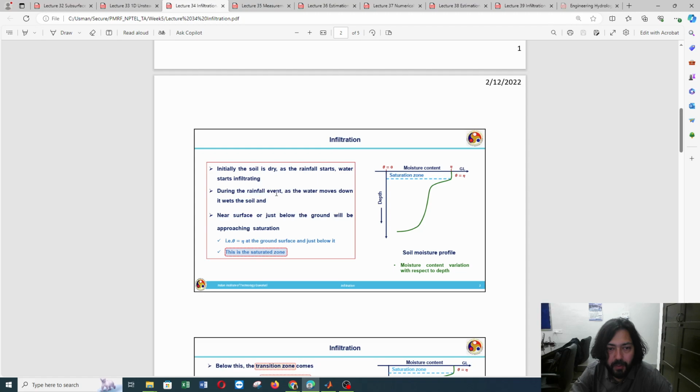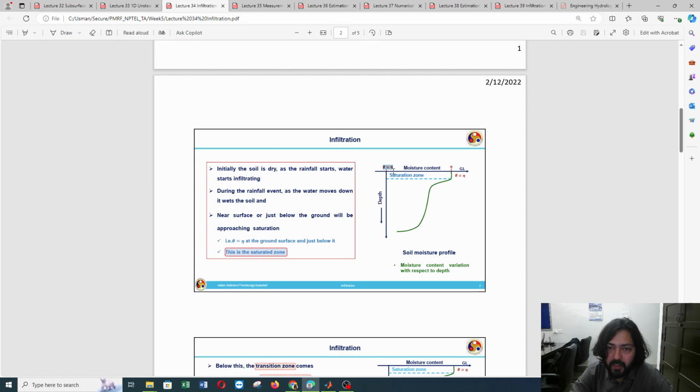Then what happens is, during the rainfall event, as the water moves down, it wets the soil. So as the depth is increasing, the moisture content is also increasing, right? So we have to look in both directions. We have to look with respect to depth, and with respect to how the soil moisture content is varying. So let us look at this point. At this point theta is 0, depth is 0, and there is no rainfall.